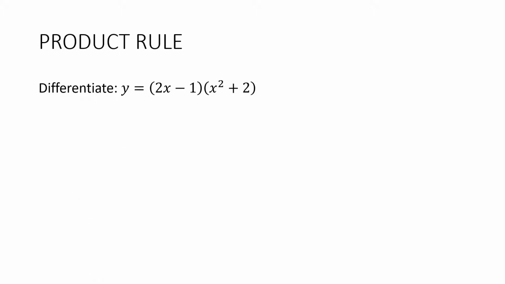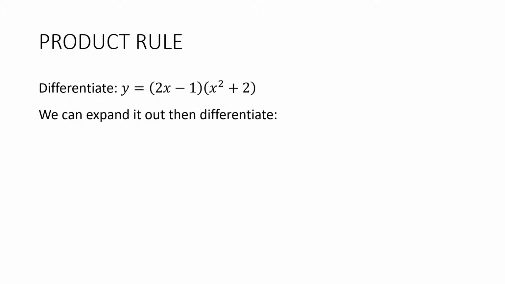Moving on to our second rule, the product rule. Suppose we had a question like this: differentiate y equals, in brackets 2x minus 1, second bracket x squared plus 2. Currently all we can do there is expand it out and then differentiate term by term. It's different than the chain rule. Can you see that? Because I've just got two different functions multiplied together.